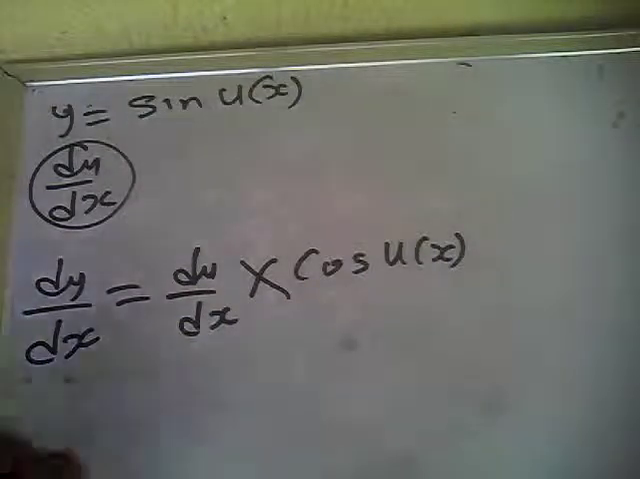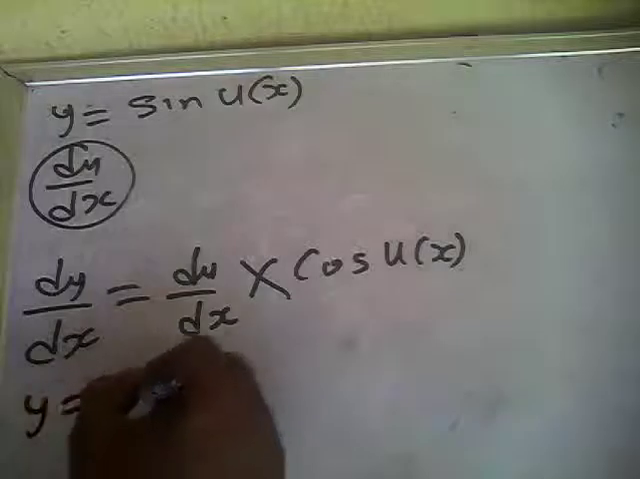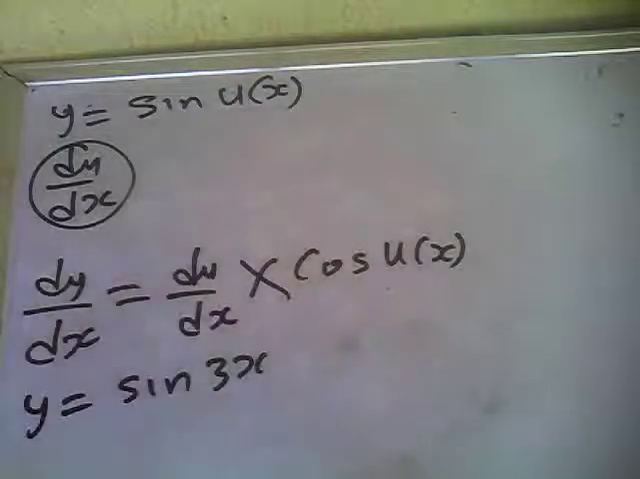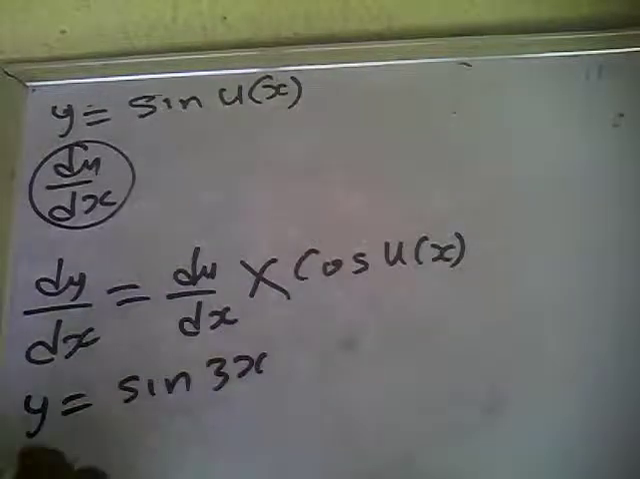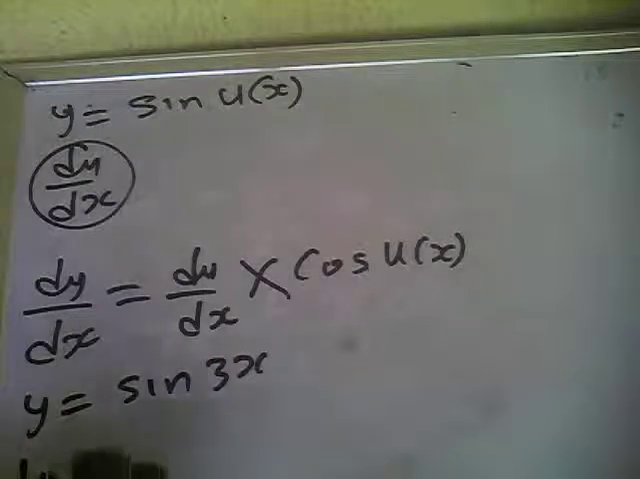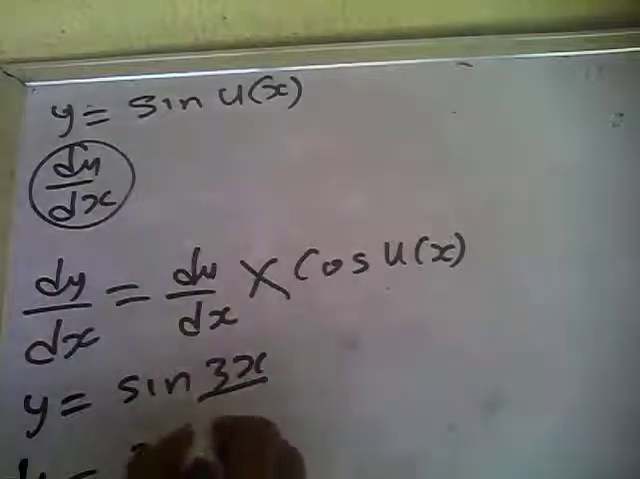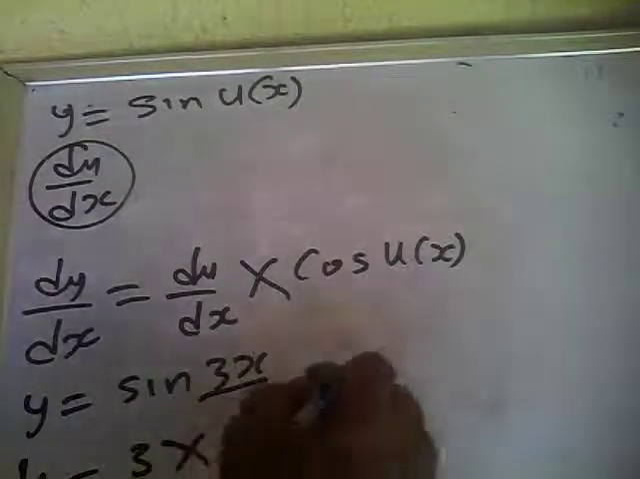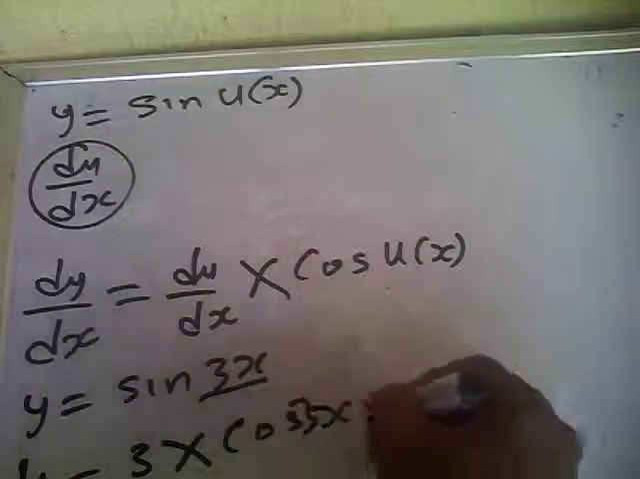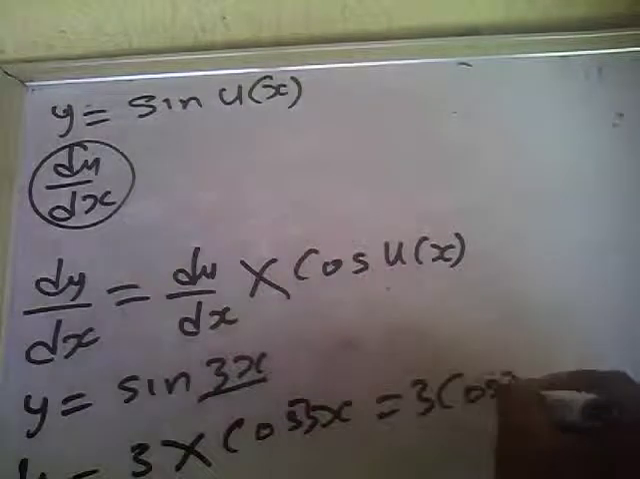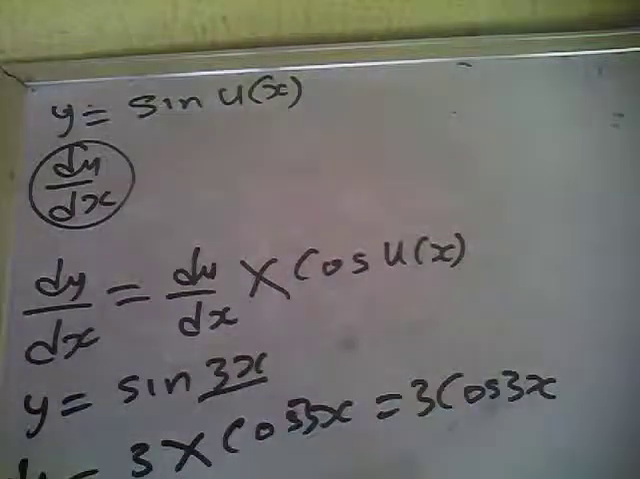What does that mean? It means if y is equal to sine 3x, then dy/dx will be equal to: we differentiate this 3x, that will give us 3. So we multiply it by cos 3x. What does that give us? It gives us 3 cos 3x. So that is the derivative of sine 3x.